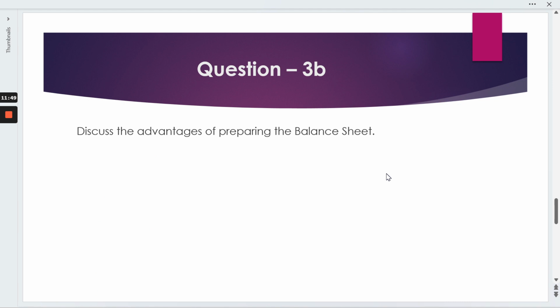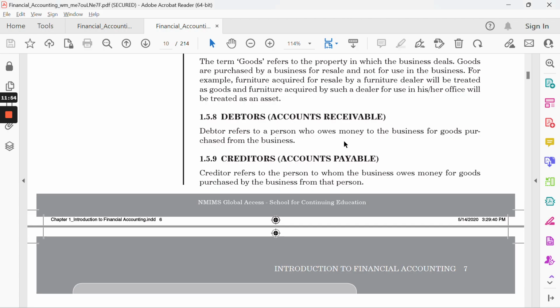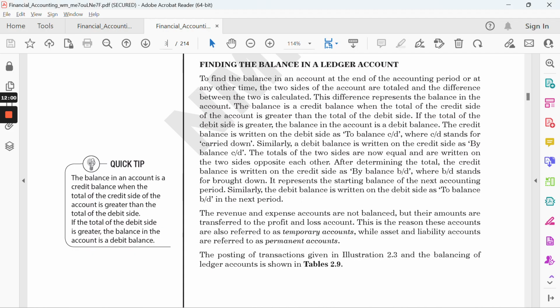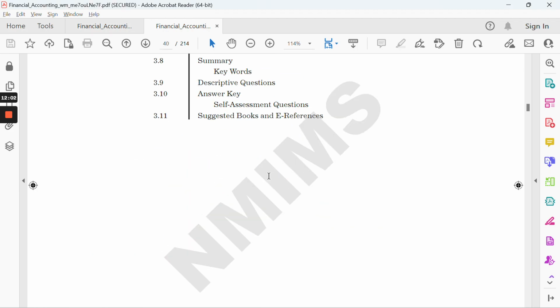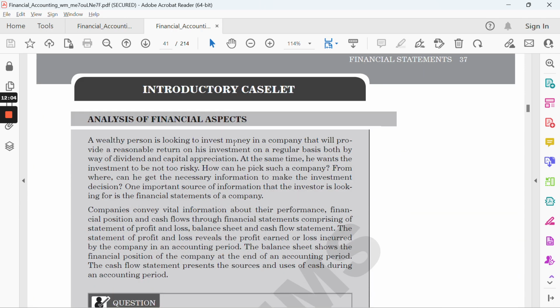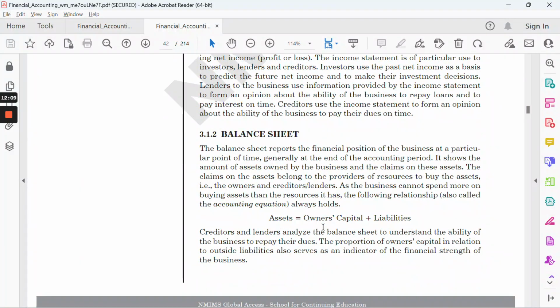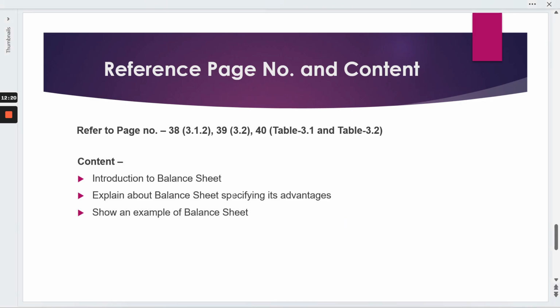Then last but not the least comes the part about the advantages of preparing the balance sheet. So let's see what needs to be referred. Going to page number 38, the very first thing is you need to introduce the balance sheet. What is a balance sheet? Again, the formula which we were discussing in the previous question, asset equals liabilities plus owner's capital. So you just need to brief about what a balance sheet is.